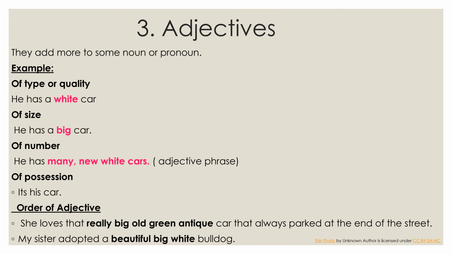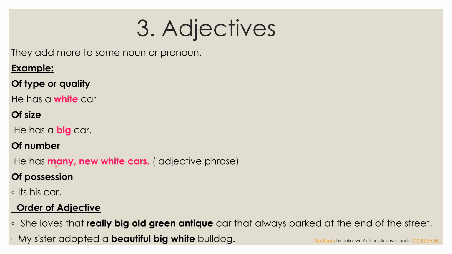Now we always need to describe a noun or a pronoun, and adjectives are the words which talk about either the quality of a noun, or the size of a noun or pronoun, or about number or possession. Look at the example. He has a white car. So white tells us about the quality of the car. Now he has a big car. So big talks about the size of the car.